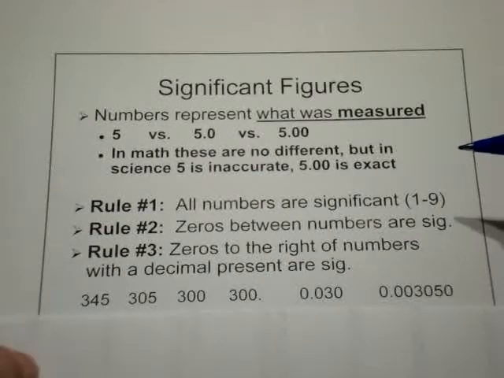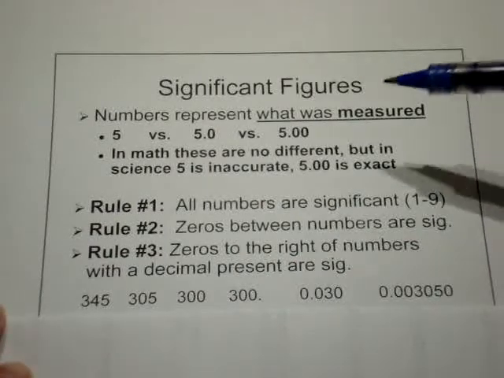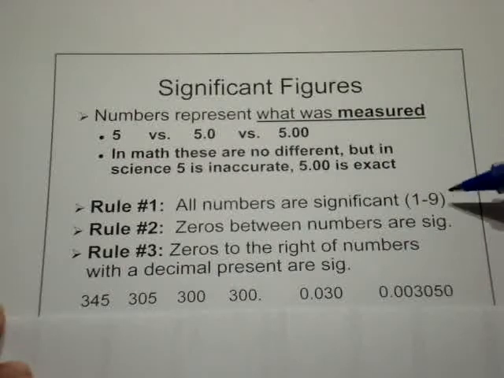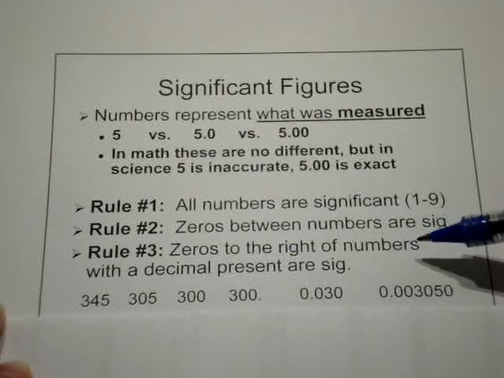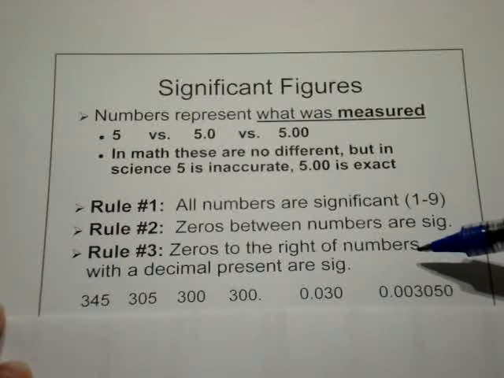In order to help guide us to determining how many digits, we have 3 rules. The first one is that all numbers are significant. The second one is that any zeros between numbers are considered significant. And then the zeros on the right side of numbers, if there's a decimal place somewhere in the number, those zeros will be significant as well.